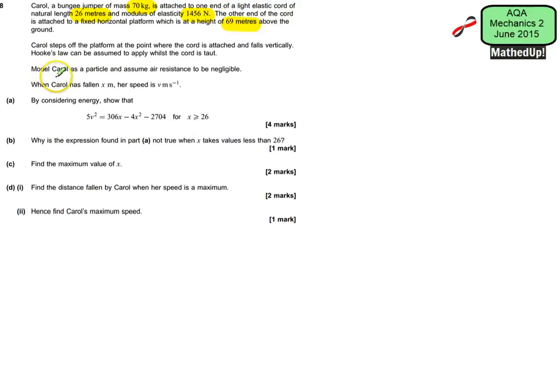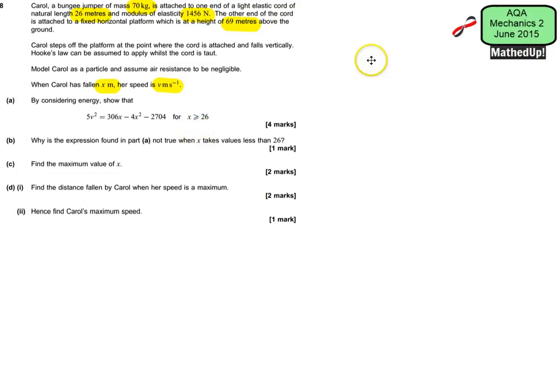Carol steps off the platform at a point where the cord is attached and falls vertically, and we're going to assume Hooke's law applies, she's treated as a particle, and air resistance is negligible. We're told that when Carol has fallen x meters, her speed is v meters per second. For part A, we're asked to consider energy to show that this equation is true for when x is greater than or equal to 26.